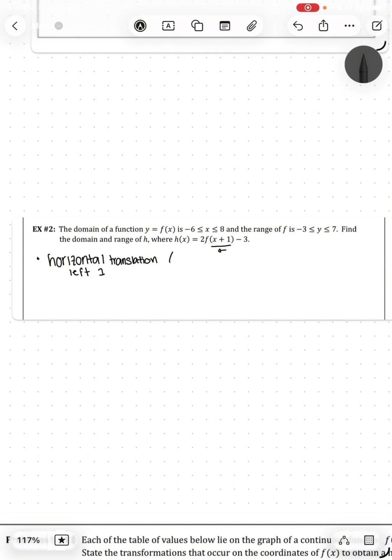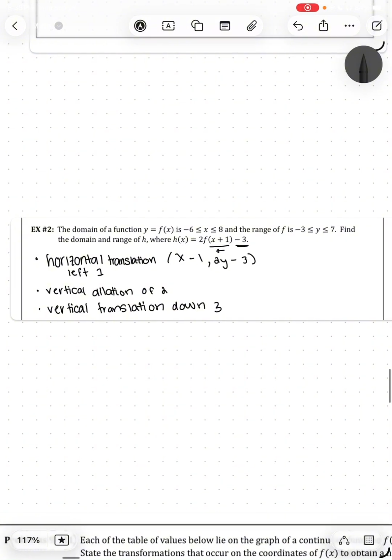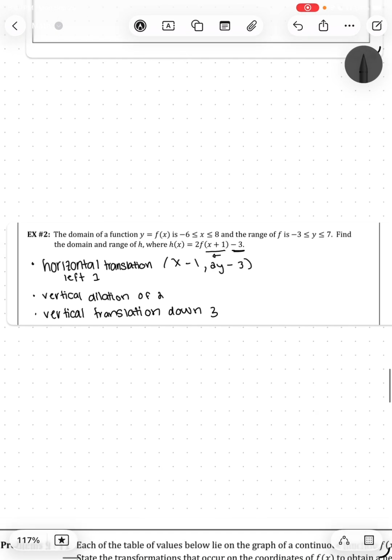So for our x we have to subtract 1, and that's it for that. And then there's a vertical dilation of 2, which means either stretch or shrink. And then last but not least, we have a vertical translation down 3. So for our y, we have to multiply y by 2 and then subtract 3. Okay, so now we can get going.